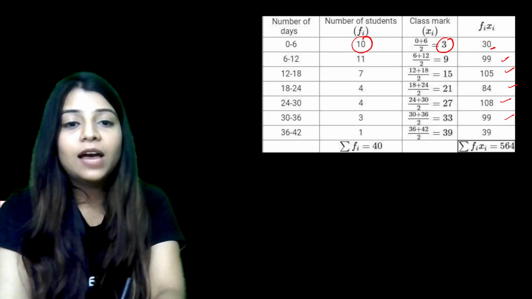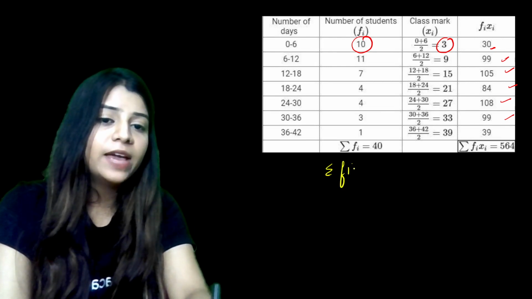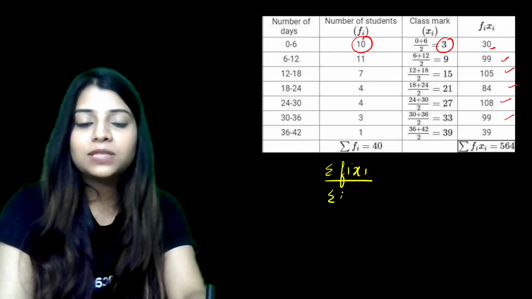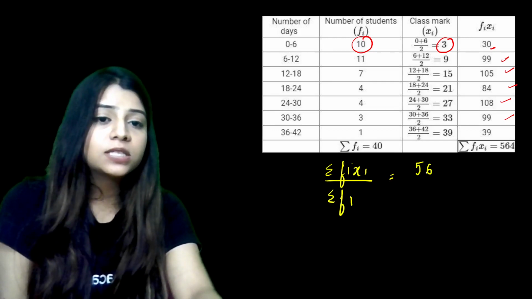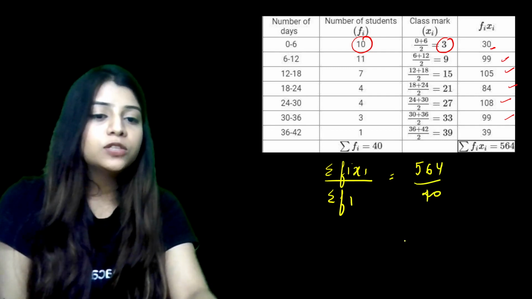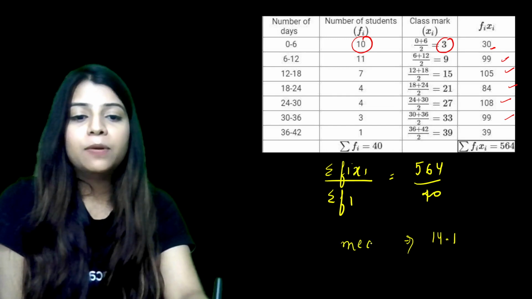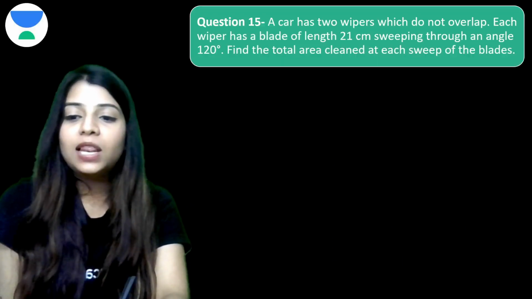And for the last thing, we have to calculate what? I know that my mean formula gives me sigma fi xi, where sigma means summation, the sum of your fi xi, upon the sigma fi, which equals 564 divided by 40, which will give you a number of 14.1. So the mean for the above data is 14.1. Right, so moving forward to the last question.